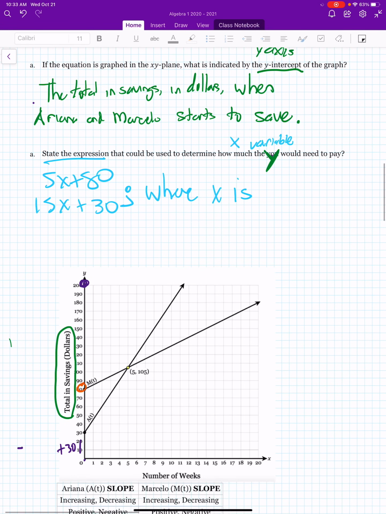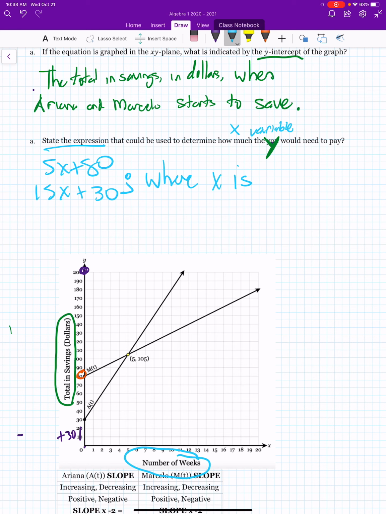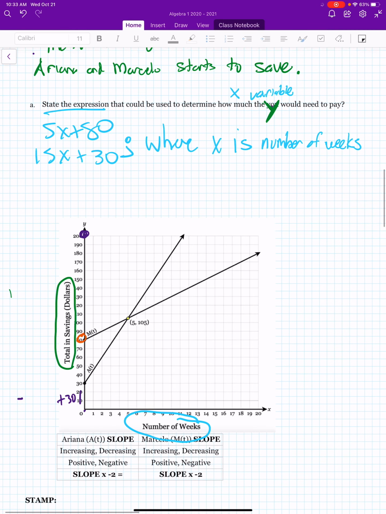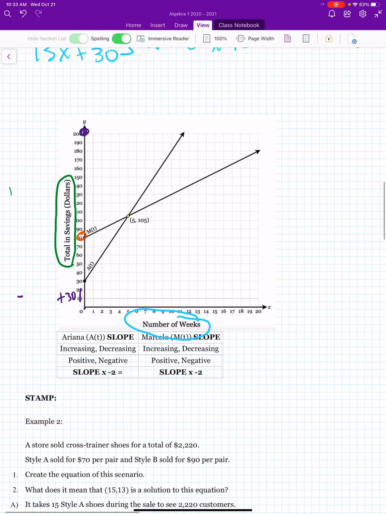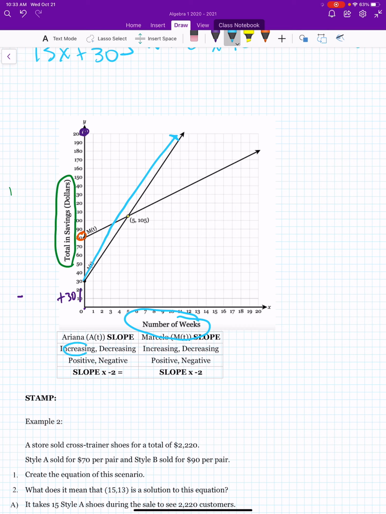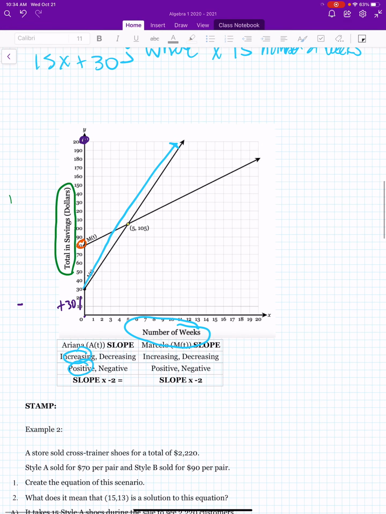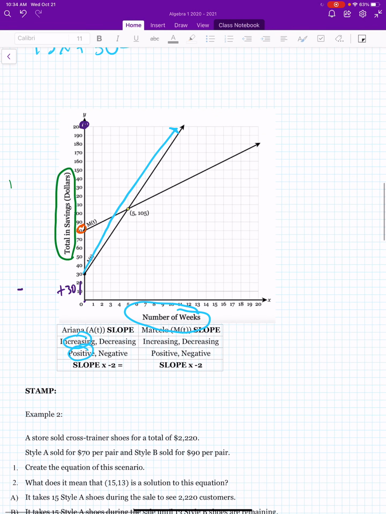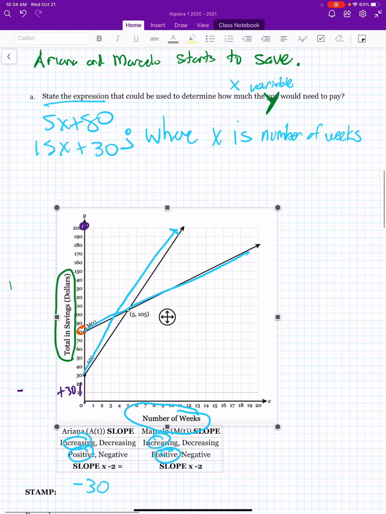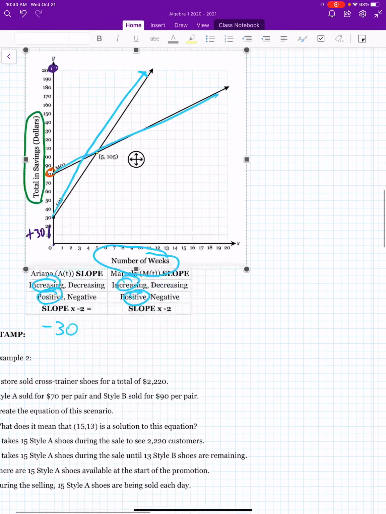If we're looking at the x variable, we need to look no further than the x-axis, which states number of weeks, where x is the number of weeks. So now, for Ariana, it's going up from left to right. It's a positive slope, so it's increasing. The slope is 15x, I believe, so if we multiply that by -2, it'll be -30. Marcelo, on the other hand, again is increasing with a positive slope, and if we multiply that by -2, we would get -10.